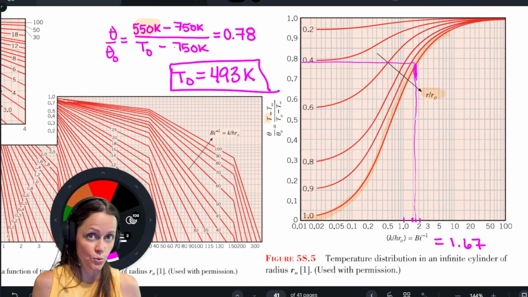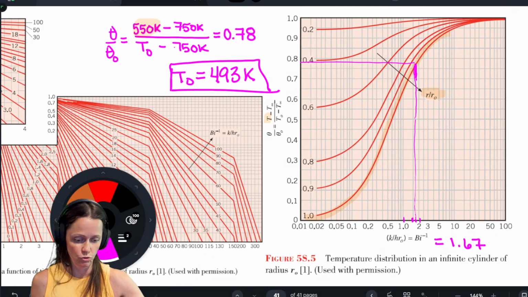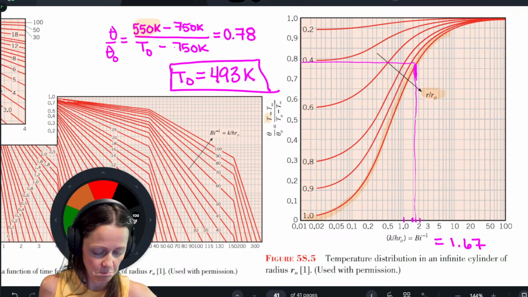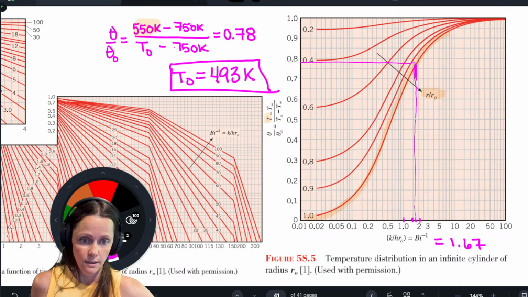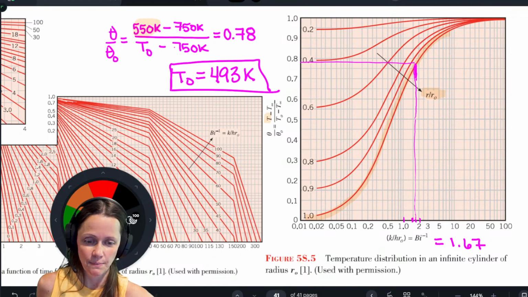But just make sure that if you're going to use these charts, you draw it and then scan it in with your work. All right, anybody got any questions?